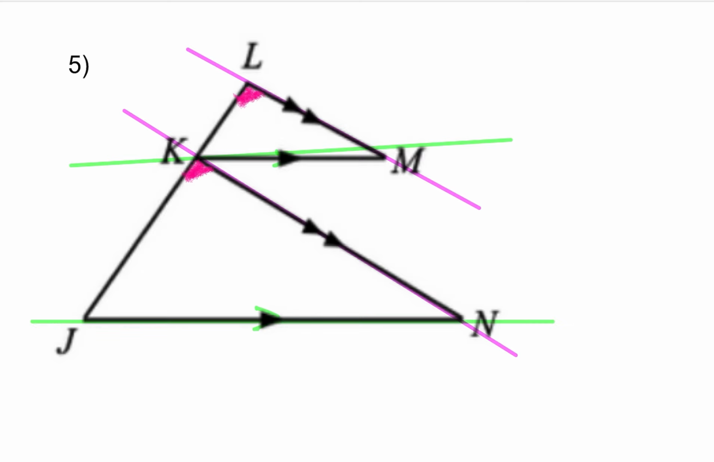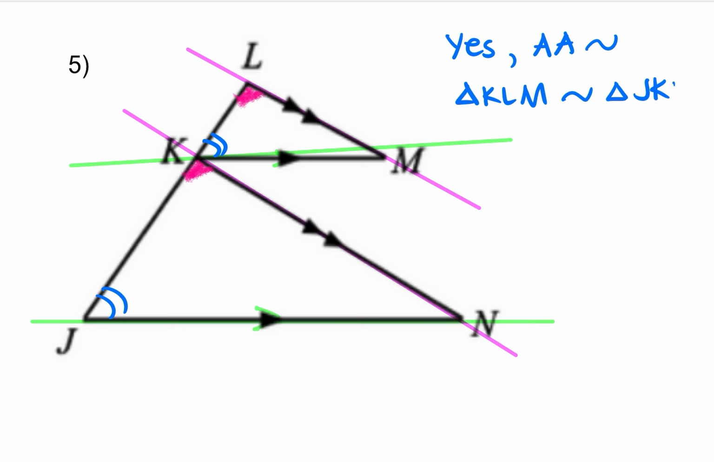So using that information, we will have this angle right here. This angle corresponds to this angle, and these corresponding angles are always congruent. So since we have two pairs of angles that are congruent to each other, so then therefore we say yes, these two triangles are similar by angle similarity. And triangle KLM is similar to triangle JKN.